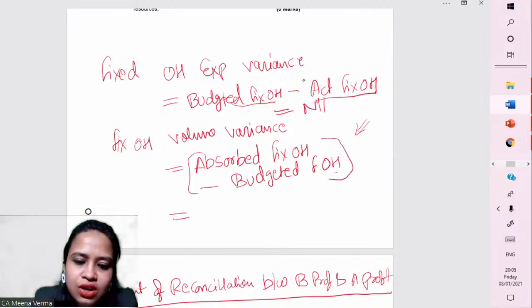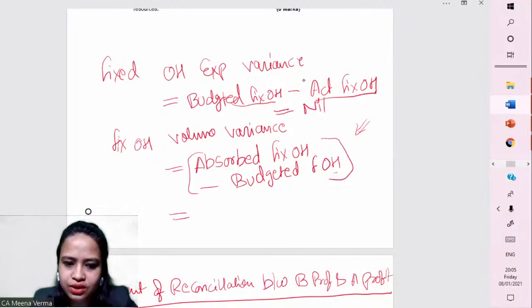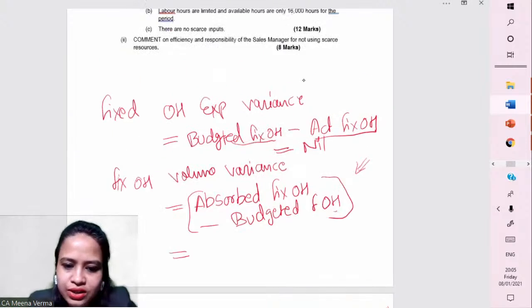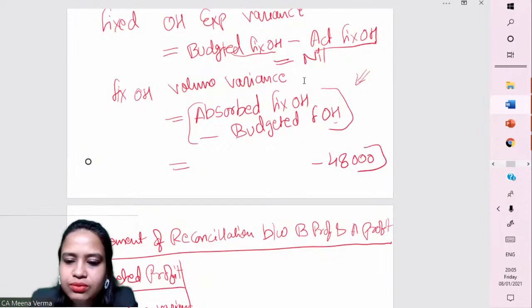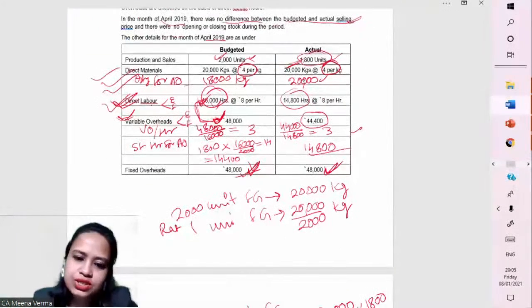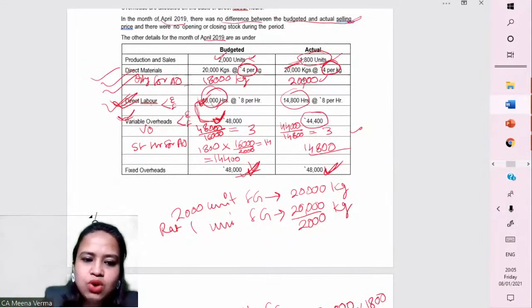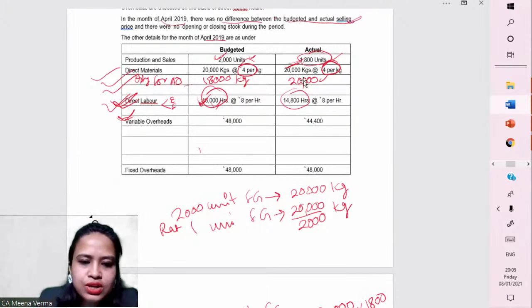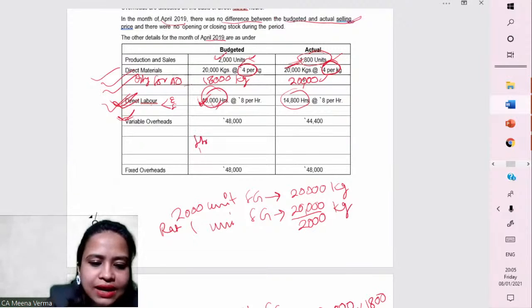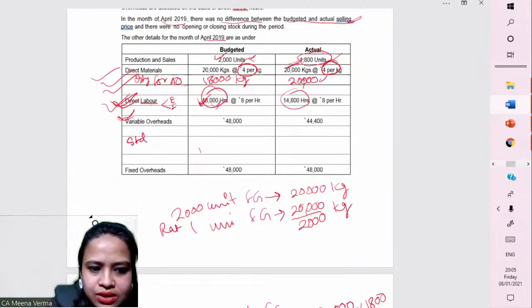Now let us see how we can find this absorbed fixed overhead, minus budgeted fixed overhead. For budgeted fixed overhead, you can use the value 48,000. It is given. Budgeted fixed overhead is 48,000. Now, what is the absorbed fixed overhead? For finding it, what do we have to consider first? The standard hours for actual output.